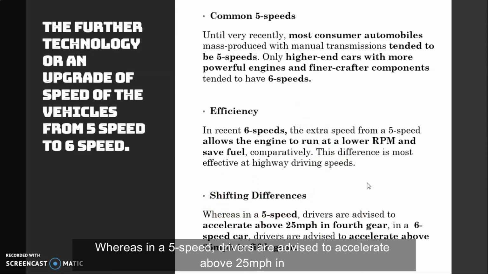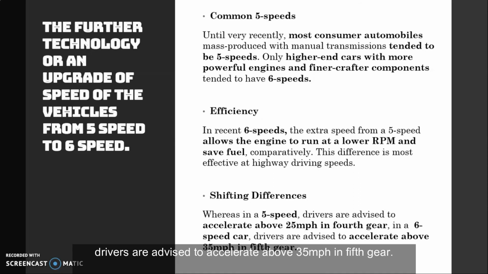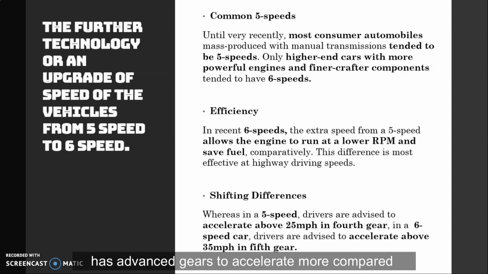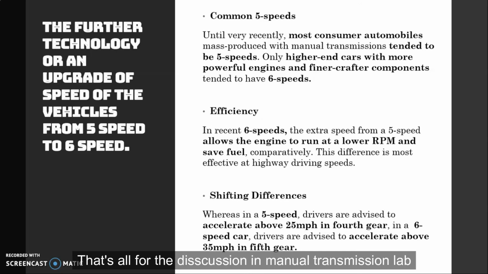Whereas in a 5-speed, drivers are advised to accelerate above 25 miles per hour in 4th gear. In a 6-speed car, drivers are advised to accelerate above 35 miles per hour in 5th gear. This also shows that the 6-speed manual transmission has advanced gears to accelerate more compared to the 5-speed manual transmission. That's all for the discussion in the manual transmission lab.